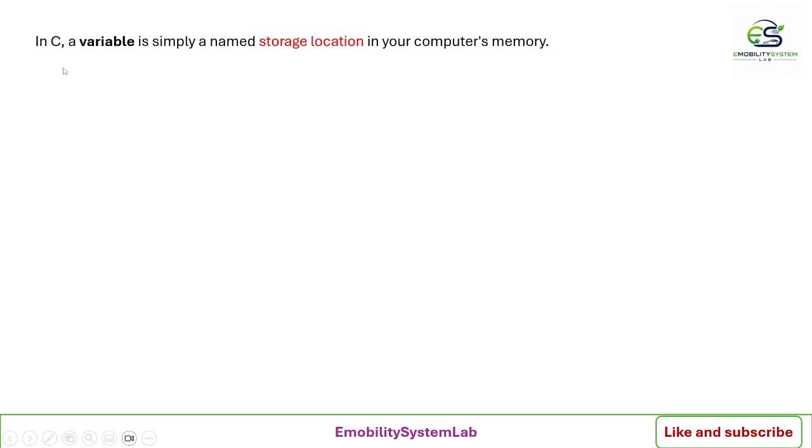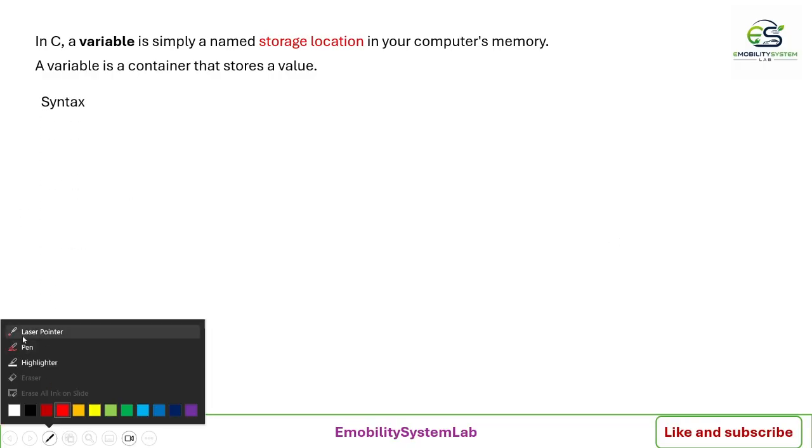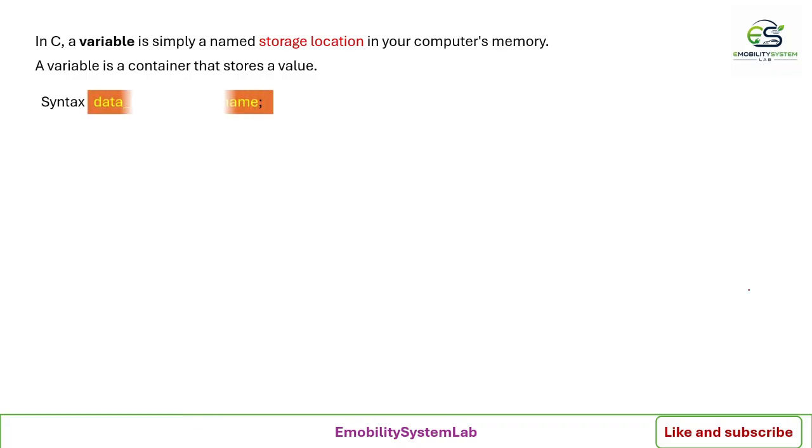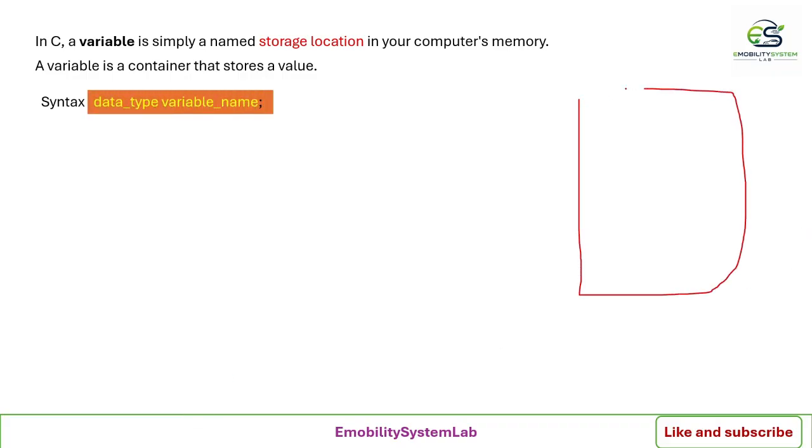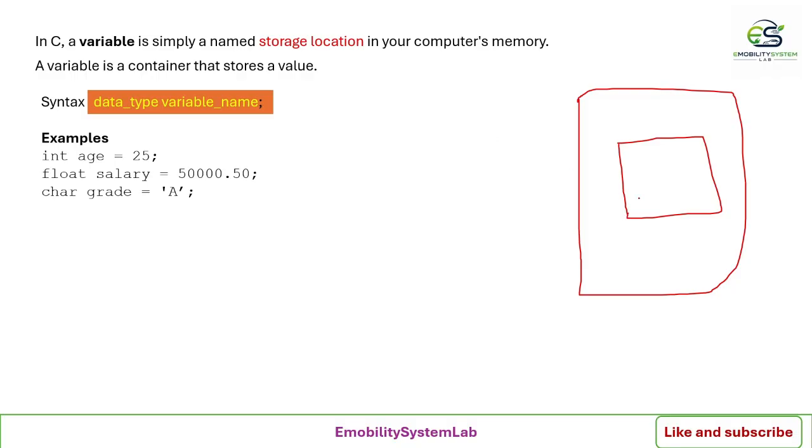In C, first of all you need to understand what a variable is. A variable is nothing but a storage location in your computer memory where you store some data. Let's see a diagram here. This is your computer memory, and to store some data you have to create a container inside this memory. This container is basically a variable.